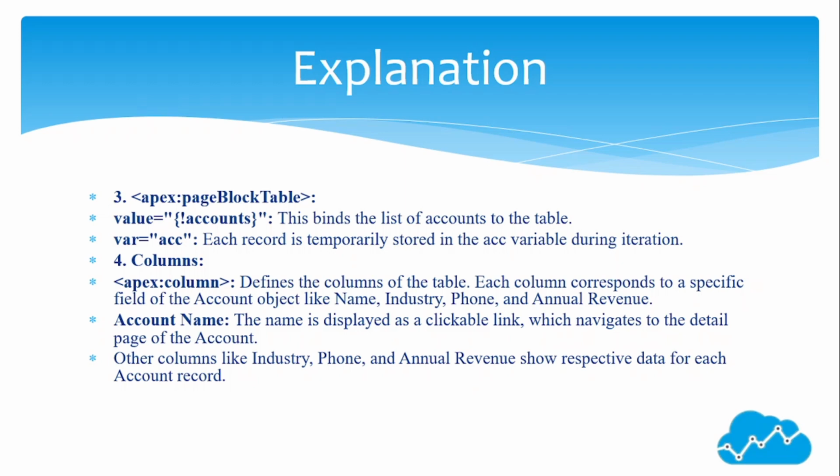Next, columns. apex:column defines the columns of the table. Each column corresponds to a specific field of the account object like name, industry, phone, and annual revenue. Account name: the name is displayed as a clickable link which navigates to the detail page of the account. Other columns like industry, phone, and annual revenue show respective data for each account record.